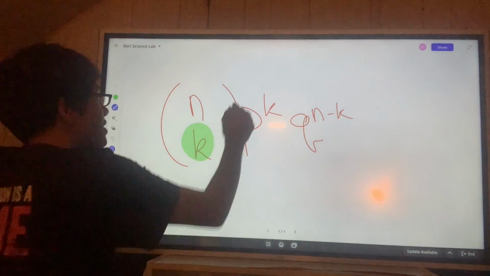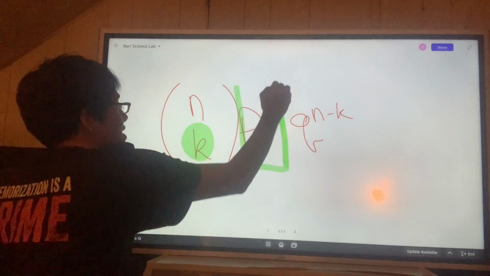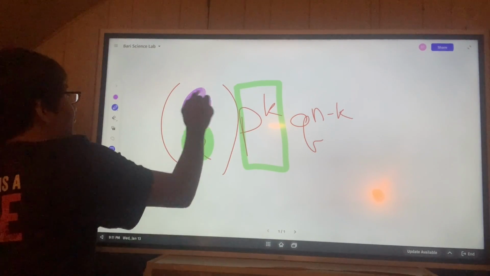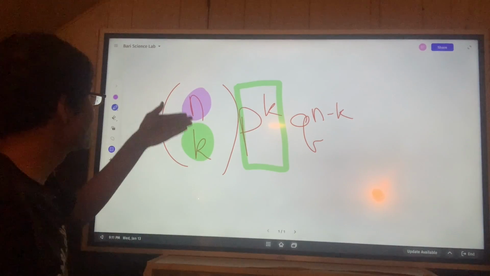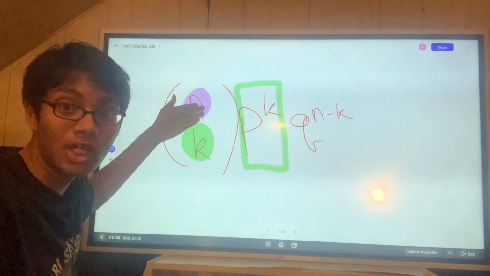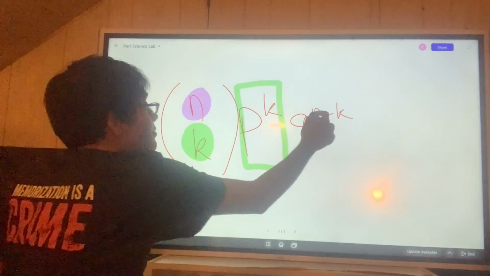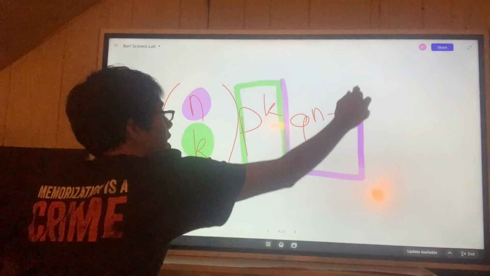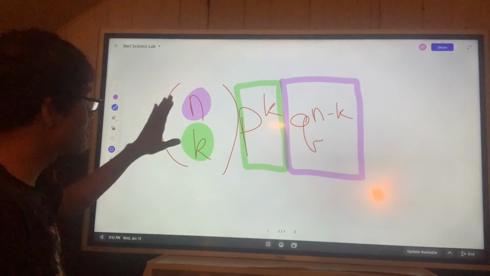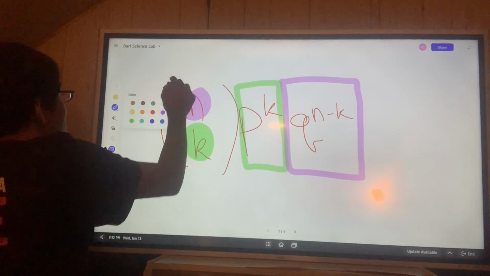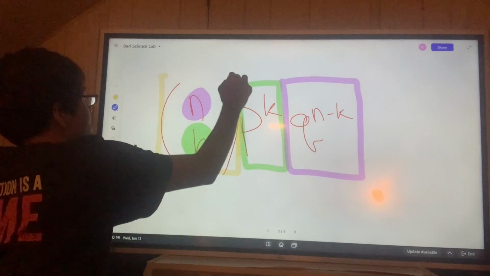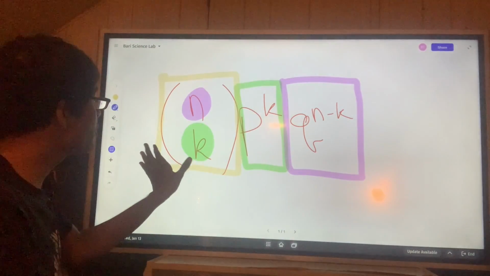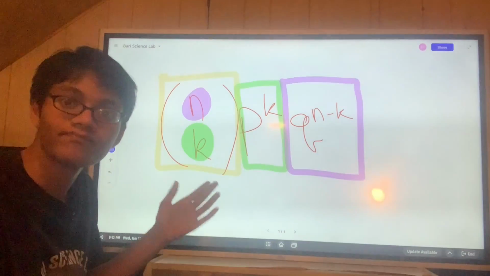That's why we raise the proportion of success to the kth power. And I have a total of n trials. If you succeed k times, but you have n trials, that means you fail n minus k times. And so that's why we raise the failure proportionality to n minus k. And so this yellow factor right here tells us the number of ways we can succeed and fail.